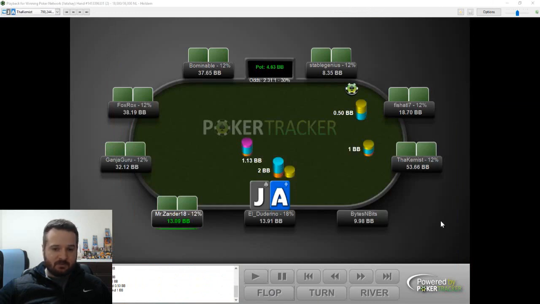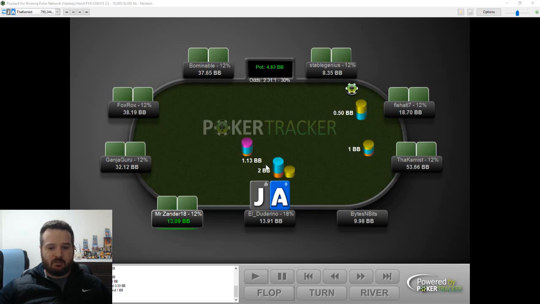So, as we've seen in some situations, like when we were talking about the button, and then looking at a limping strategy from the small blind, there are reasons to have a min open raise size at this stack size. And the main reason would be that players are playing too tight versus the min open.